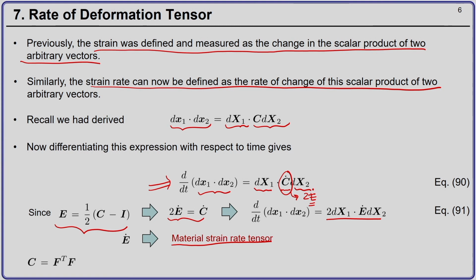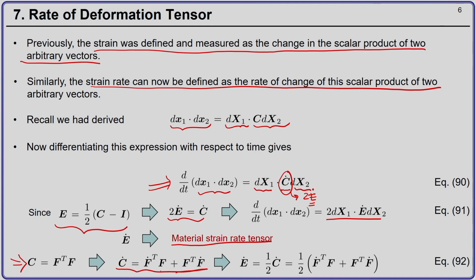Because C is F transpose F, C dot will be F dot transpose F plus F transpose F dot. Which means the rate of Green Lagrange strain tensor, E dot, is nothing but 1 by 2 (F dot transpose F plus F transpose F dot).